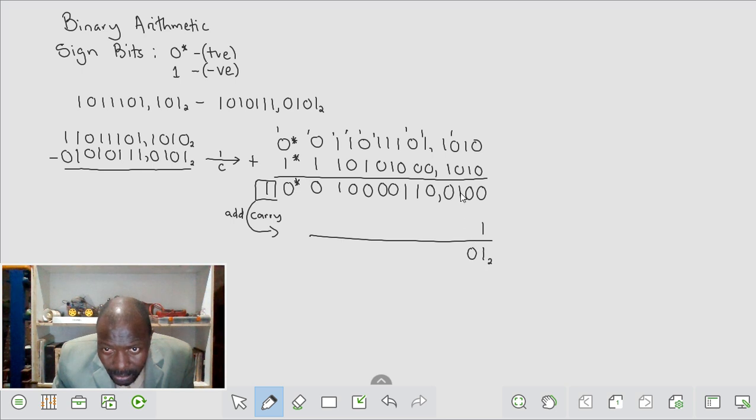That's 0. That's 1. That's 0. We are adding. That's 0. That's a 1. That's a 1. And then 0, 0. How many zeros? 1, 2, 3, 4. And that's a 1. And what does it say here? It's a positive number. So my answer is that much.